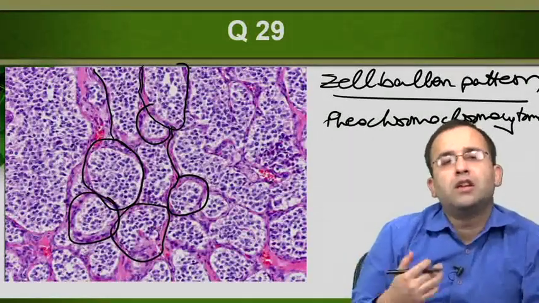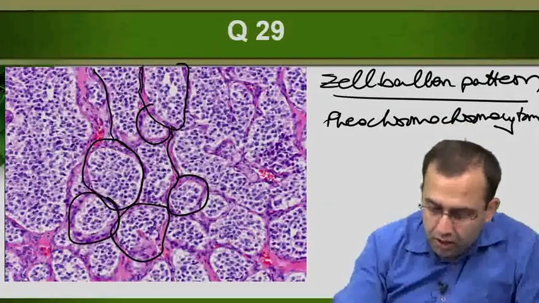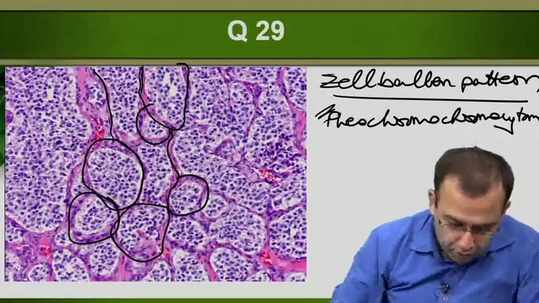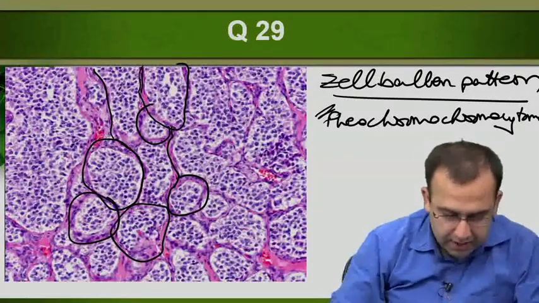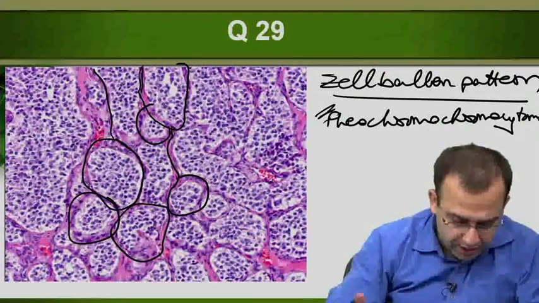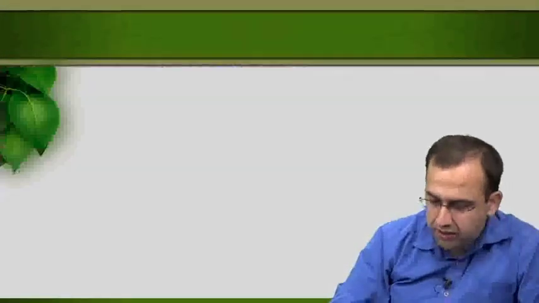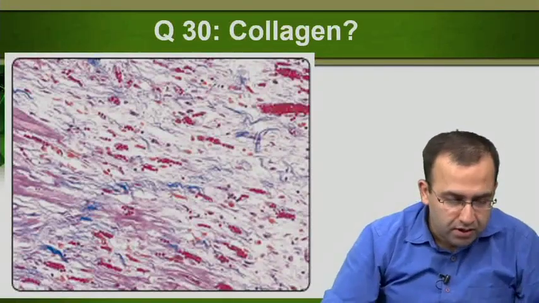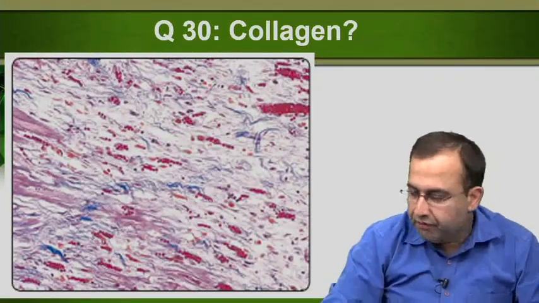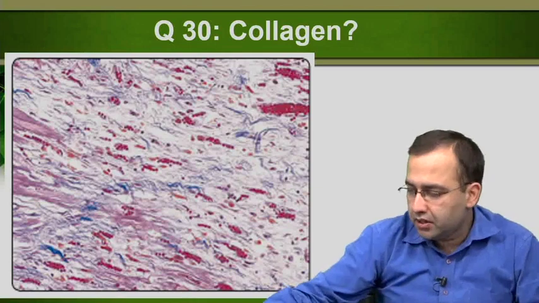This is the classical cell Bellin pattern, pheochromocytoma. Next, I need not even tell you that synaptophysin and chromogranin are the chief cell markers. Next, question number 30. Which collagen is seen in this?